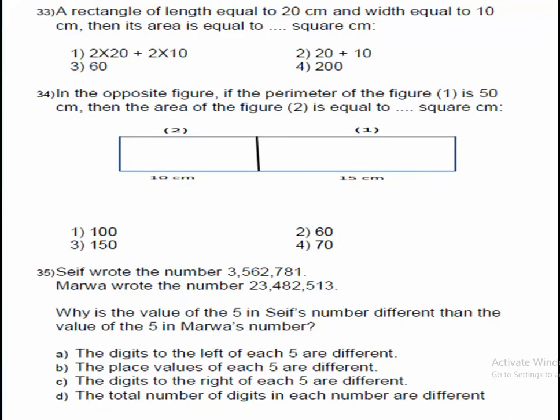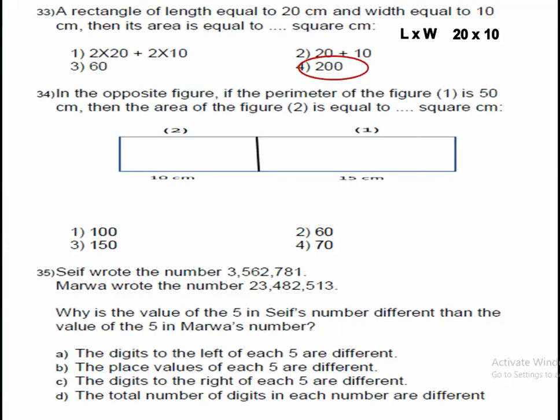A rectangle of length equal to 20 centimeters and width equal to 10 centimeters. Then its area. We know that the area of a rectangle equals length times width, equal to 20 times 10. We have 2 zeros. Kick the 2 zeros out. It will be 200 centimeters squared.